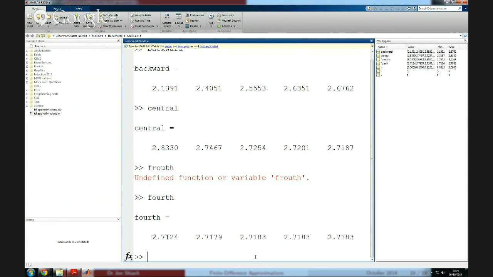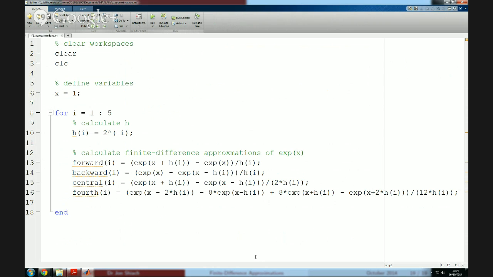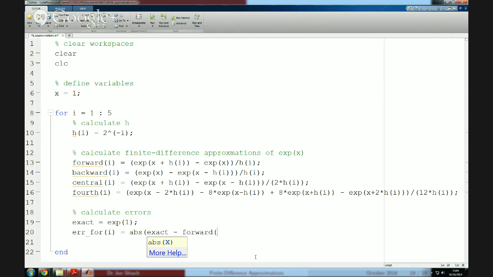Let's change the program so we can actually tabulate our errors. What I'm going to do here is calculate the errors. Now, the exact solution is e to the 1. So I'm going to calculate the error for the forward difference, which is the absolute error between the exact and forward. This will calculate the absolute error between the exact solution and our approximation.